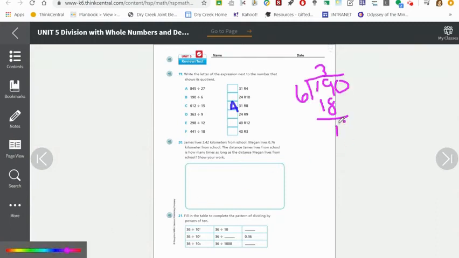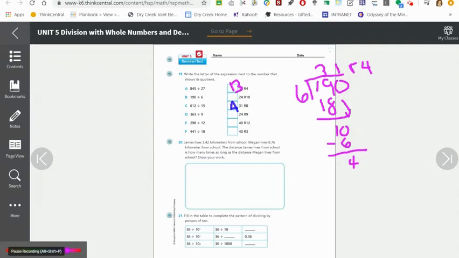All right, so 6 doesn't go into 1, but it goes into 19. It goes in 3 times because 6 times 3 is 18. 19 take away 18 is 1. Bring down my 0 because 1 is less than 6. 6 goes into 10 1 time. And 6 times 1 is 6, so 10 take away 6 is 4. So the answer is 31 remainder 4. I go over here and I look for it, and I can write down B. So B is the top one.